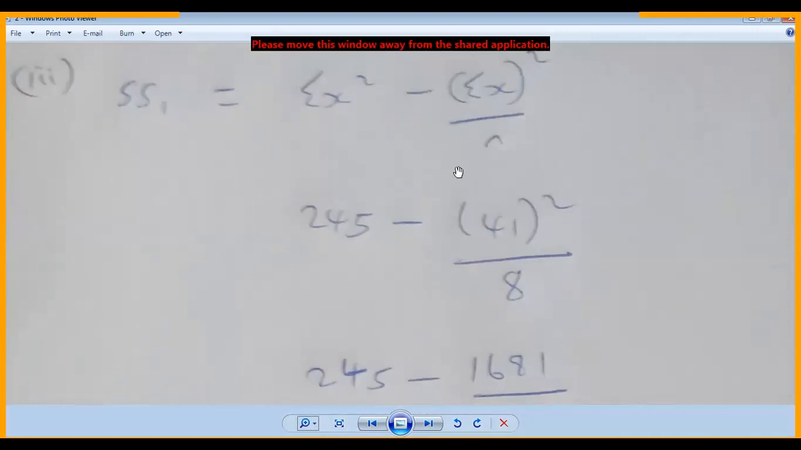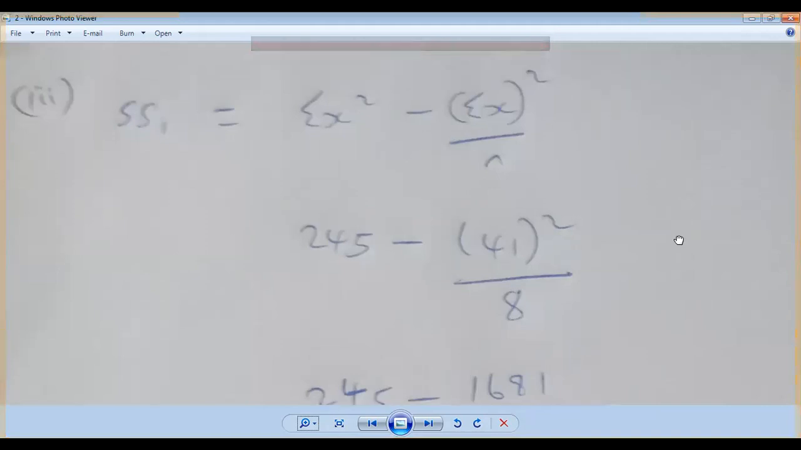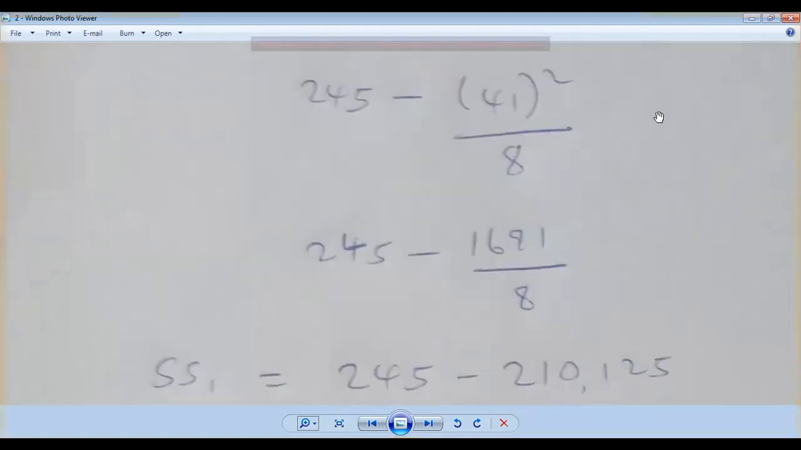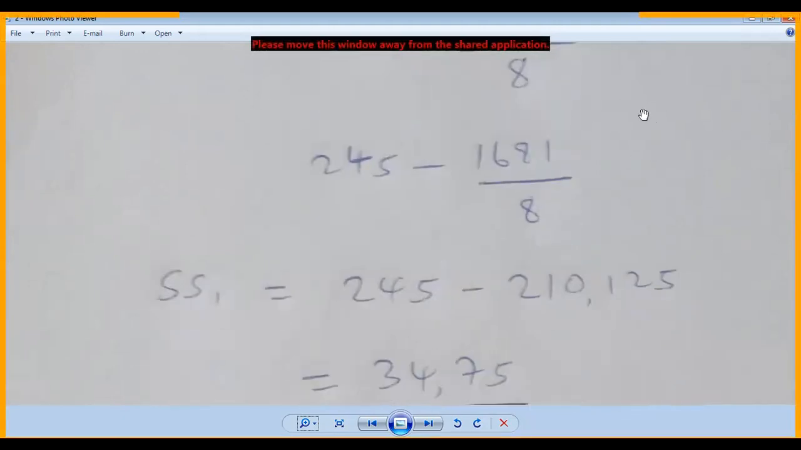It is 245 from our previous calculation, minus summation of x bracket squared over 8. And summation of x there was 41 squared, which gives us 1681 over 8, where 8 is our n. So we are saying 245 minus 1681 over 8. So our summation of scores for group 1 is 245 minus 210.125, which gives us 34.75.